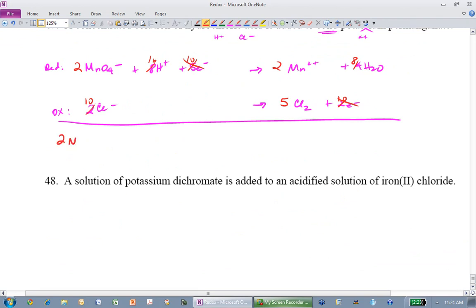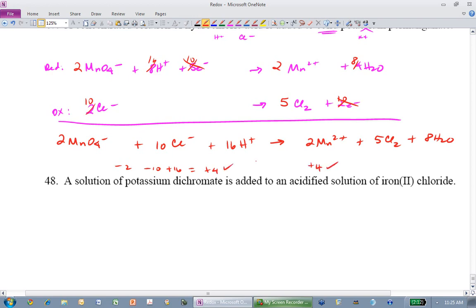2 MnO4- plus 10, count them, 10 chlorides, plus 16 beautiful H+, yields 2 Mn2+, 5 Cl2, 8 H2O. Whew. Okay, so I've got minus 2, minus 10, plus 16. So isn't that plus 4? And on this side I got plus 4. Life is good. Check, check.